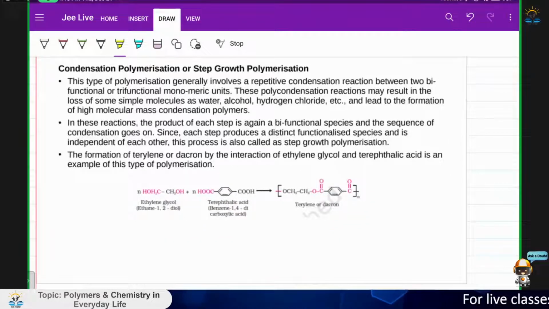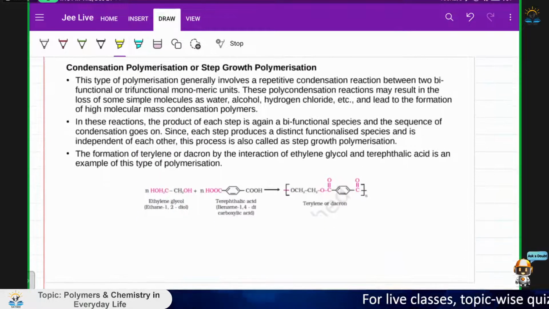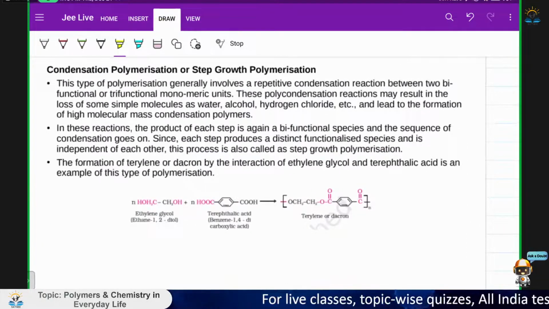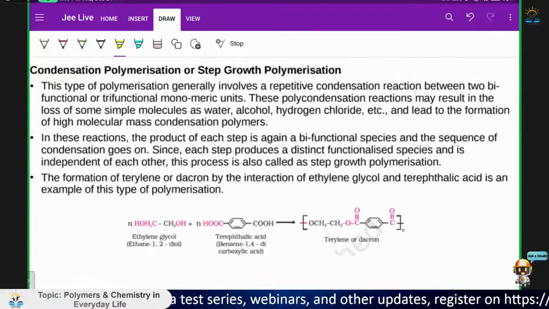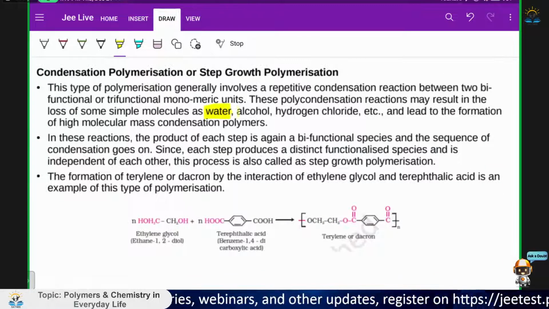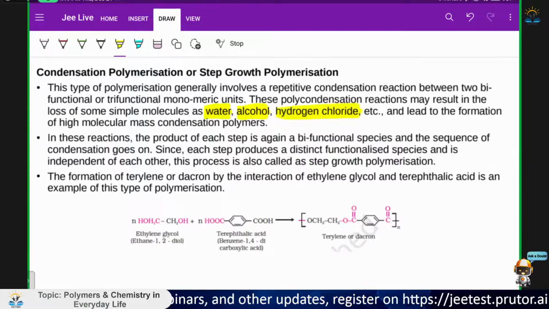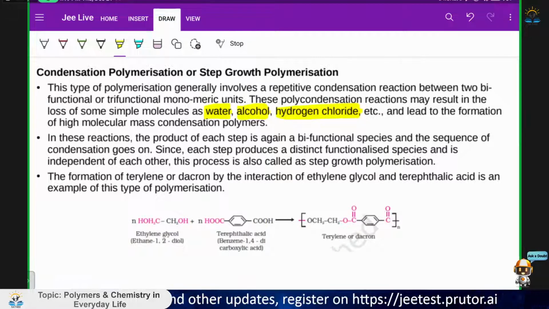Now we will see what is condensation polymerization or step growth polymerization. This type of polymerization generally involves a repetitive condensation reaction between two bifunctional or trifunctional monomeric units. So here the monomers have either bifunctional or trifunctional groups. And what happens? A group gets condensed and leaves during polymerization. These polycondensation reactions may result in loss of some simple molecules. The molecules that can leave during polymerization can be water, alcohol, HCl, etc. And this leads to the formation of high molecular mass condensation polymers.